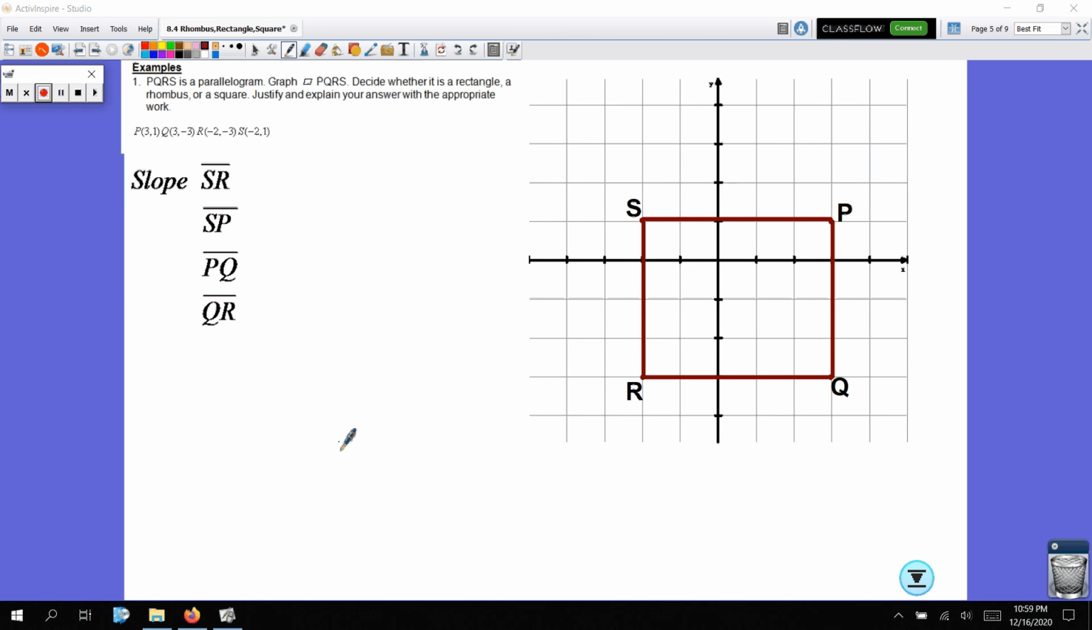Let's find the slope. We're looking for perpendicular slopes, because if SP is perpendicular to SR and PQ, and also RQ is perpendicular to SR and PQ, then we have our choices between a rectangle and a square. All right, so pause the video, calculate the slope.